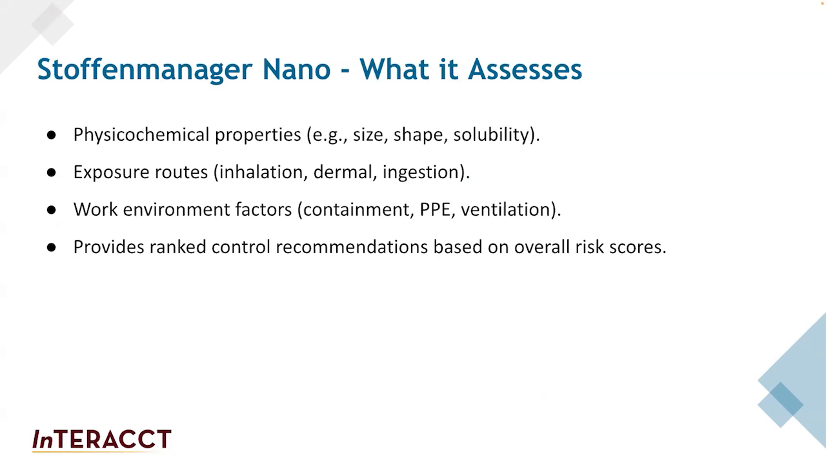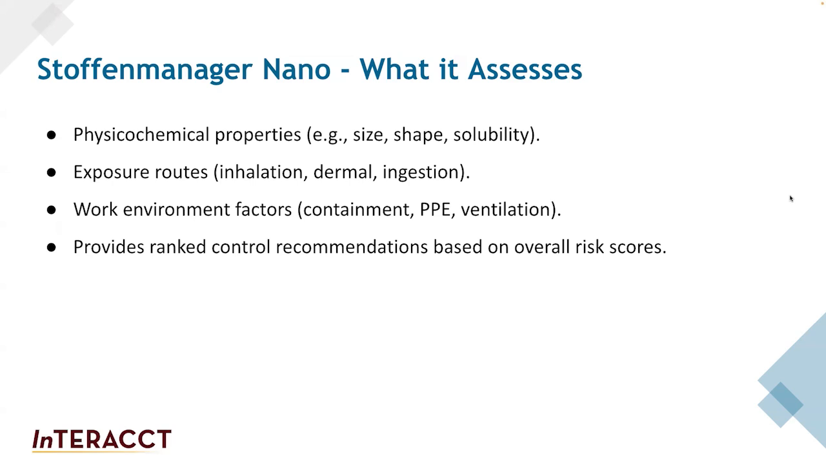Stoffenmanager Nano assesses several key factors to determine risk and guide control recommendations. It looks at the physiochemical properties of the nanomaterial, such as size, shape, and solubility. It also considers the possible exposure routes, whether by inhalation, skin contact, or ingestion. Work environment factors are included as well, such as the use of containment, personal protective equipment, and ventilation systems. Finally, the tool uses these inputs to calculate an overall risk score, which is then used to provide ranked control recommendations.